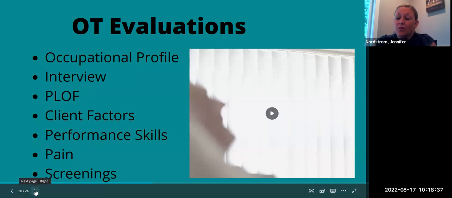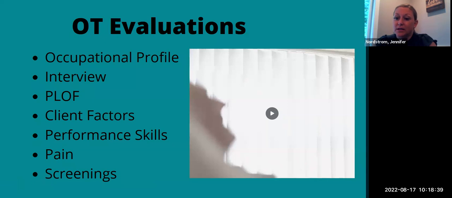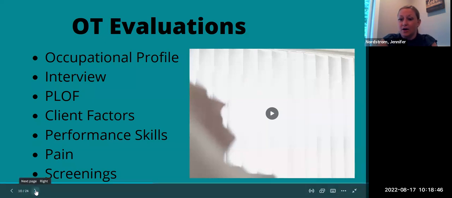We are the ones that will determine, okay, this person can get up, this person lives alone, this person lives with family, this person has stairs. We kind of have to be that investigator and predictor of safety for them when it comes time to leave.